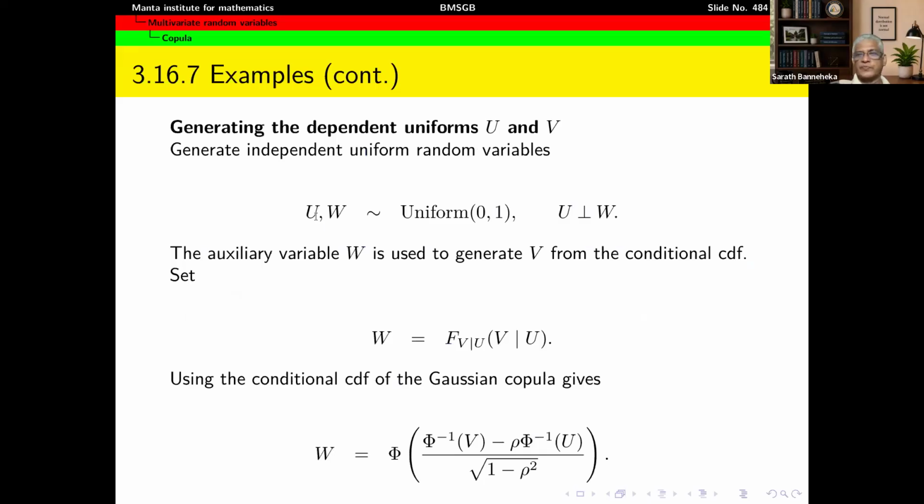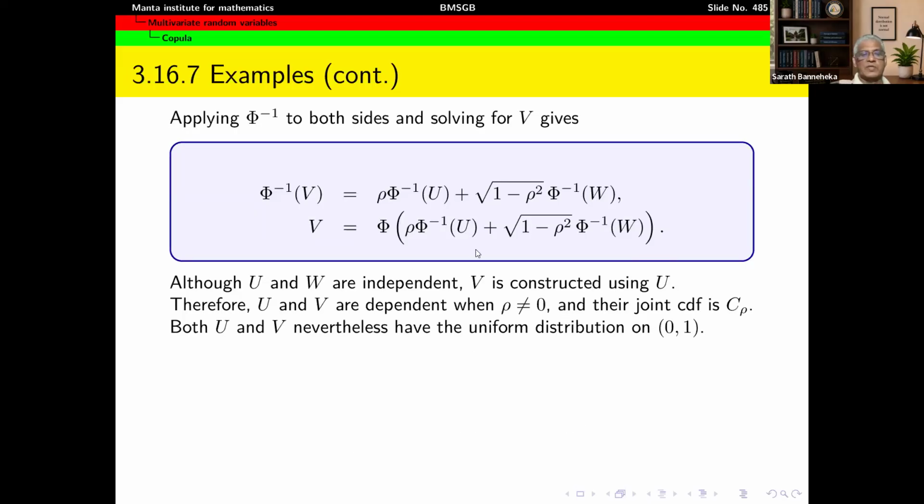correlated with this u here, right? Even though u and w are independent, u and v will be correlated. Although u and w are independent, v is constructed using u here. Therefore, u and v are dependent when rho is not equal to 0. Right? In this case, when rho is equal to 0, they will be independent. And their joint CDF is u times v. That is the same as the copula.